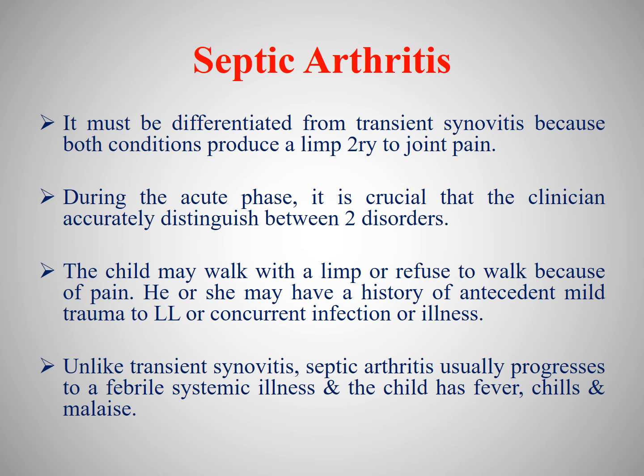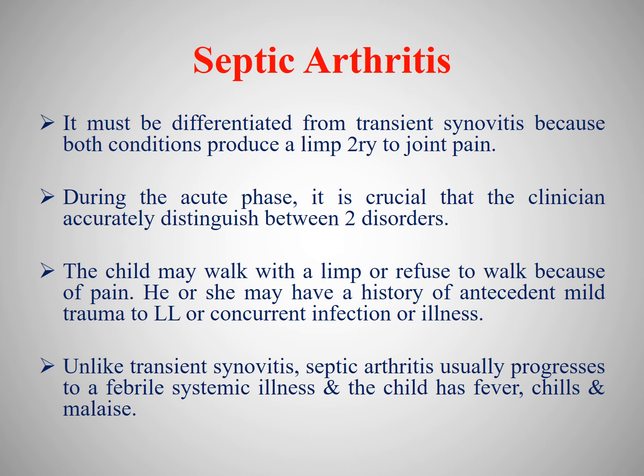Septic arthritis is more risky than the previous one, transient synovitis. It must be differentiated from it because both conditions produce a limp secondary to joint pain. During the acute phase, it is crucial that the clinician accurately distinguish between the two disorders. The child may walk with a limp or refuse to walk because of pain.